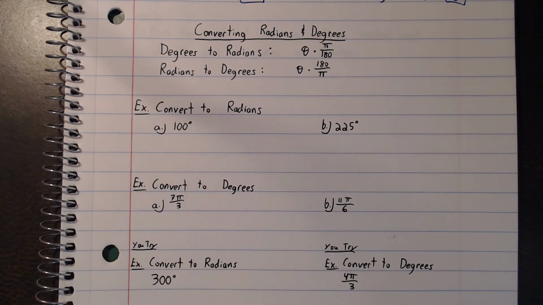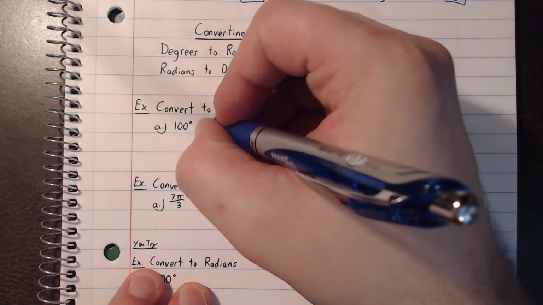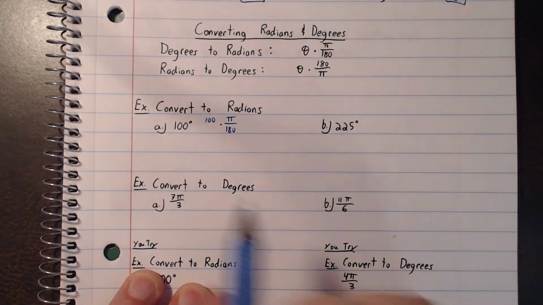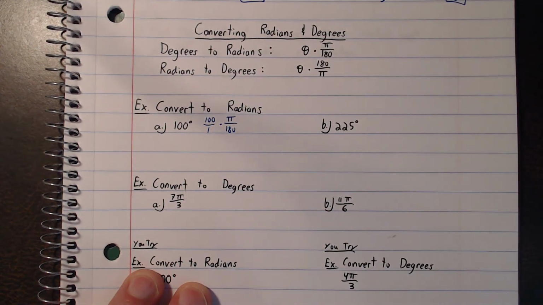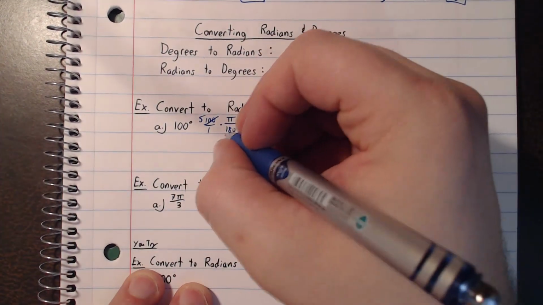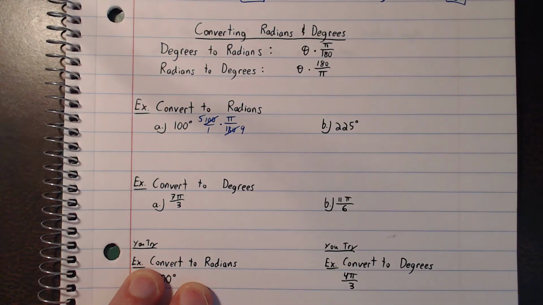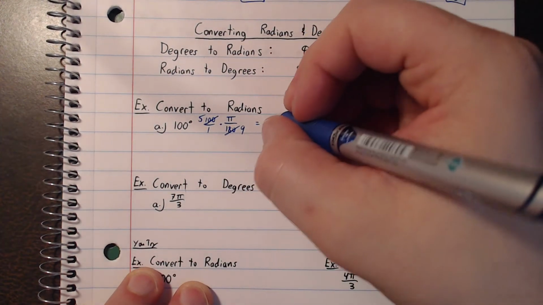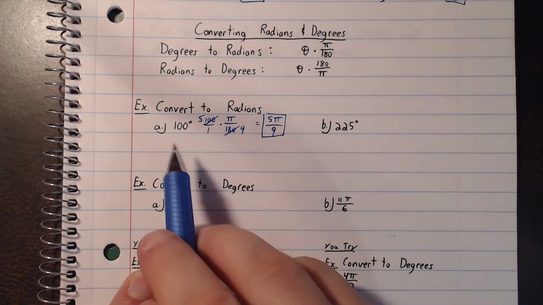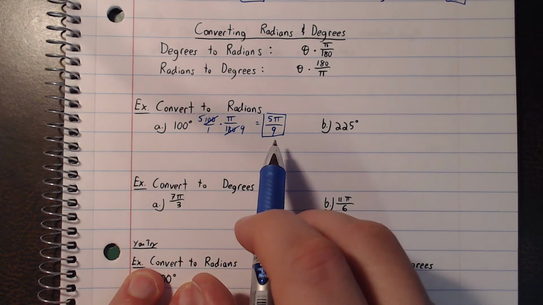Okay, so we want to convert 100 degrees into radians. So we're going to take 100 and multiply it by pi over 180. I'm going to put 100 over 1 as well. Now you have some options. You can start dividing by common factors. If I divide 100 by 20, I'm left with 5. If I divide 180 by 20, I'm left with 9. And now we can do our multiplication straight across: 5 pi over 9. So 100 degrees is the same as 5 pi over 9.